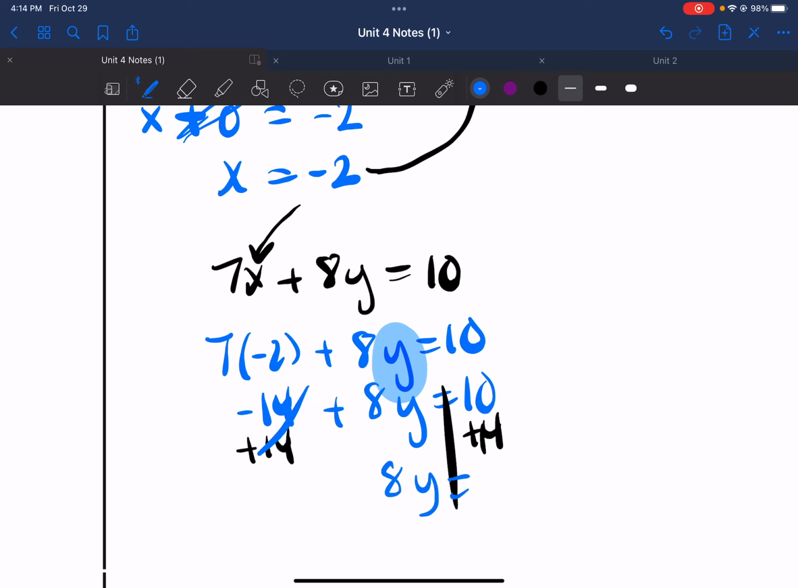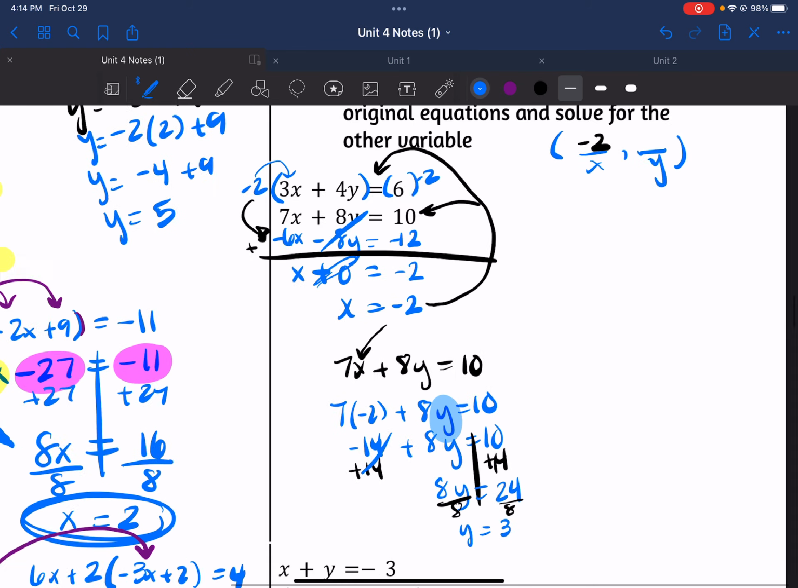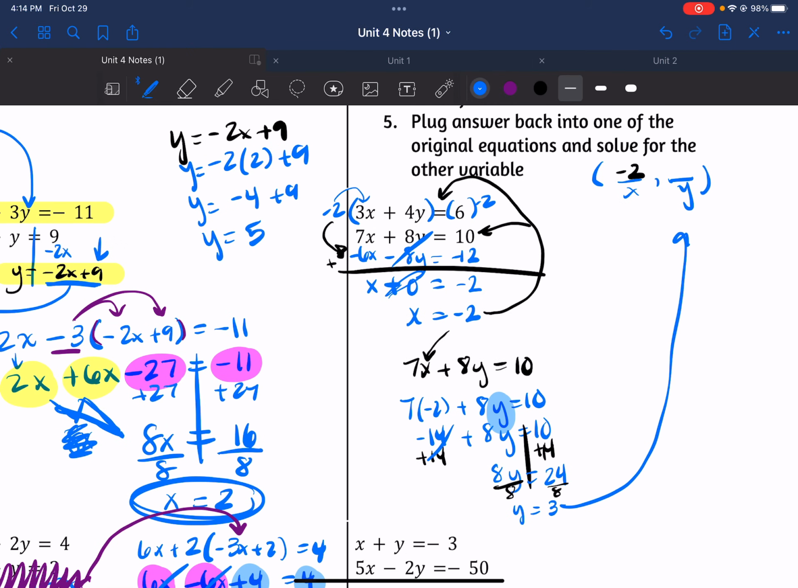What is 10 plus 14? That is a 24. And then I need to divide both sides by 8, divide by 8. What do I have here? Y is equal to 3. All right, we got my answer. We have my solution. That value goes right here. And that is the elimination method.